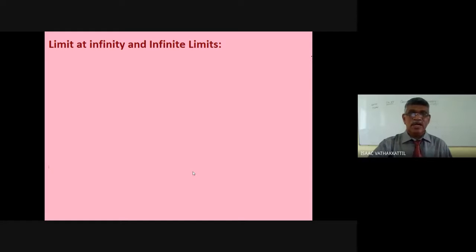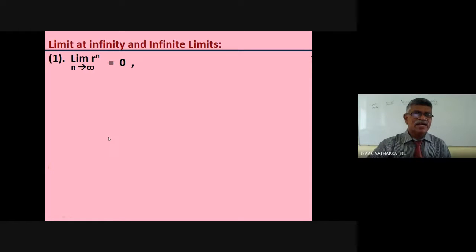Limit at infinity and infinite limits. The regular definition of limits may not work here, but anyway, I'm not going into the details of that. What we know is that limit n tends to infinity, r raised to n will be 0, provided r lies between -1 and 1, that is mod r less than 1. You can easily see, r equal to 1 by 2. If you go on raising the power, 1 by 2 raised to 3, 1 by 2 raised to 5, 1 by 2 raised to 100, that's going to be diminishing smaller and smaller. So limit n tends to infinity, r raised to n will be 0 if mod r is less than 1.